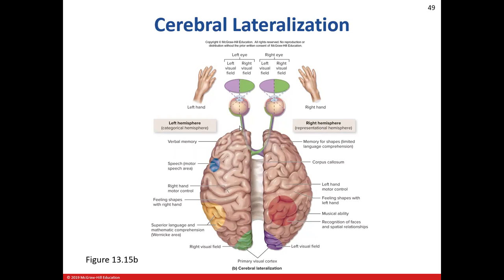So if we have a lesion here in this left eye at this location, we'll actually lose vision in the left eye. However, if we have a lesion back here where it's just the green section, we're actually going to lose vision in this right visual field of both eyes, but still have vision in the left visual field of both eyes.